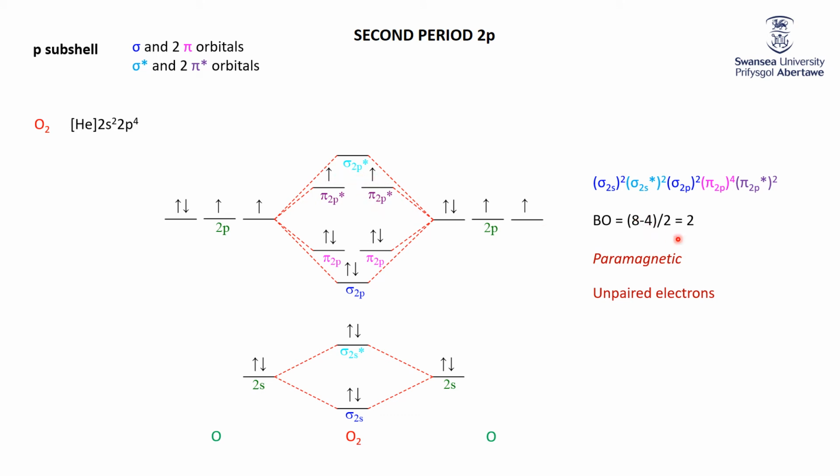A double bond, as we would think anyway. There's the electron configuration taken from this little series. 2 unpaired electrons, explaining the paramagnetism of O2. Easy, huh?